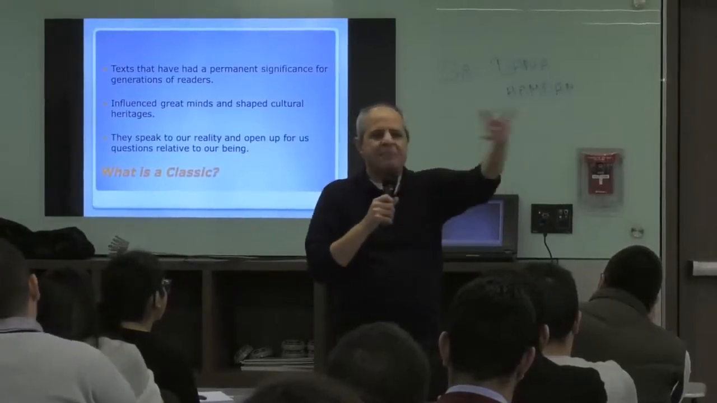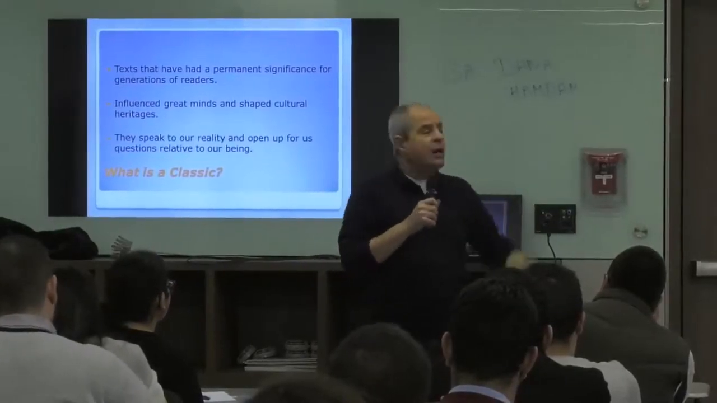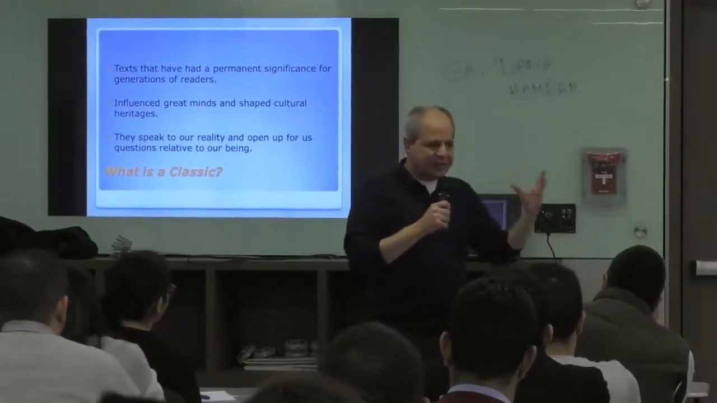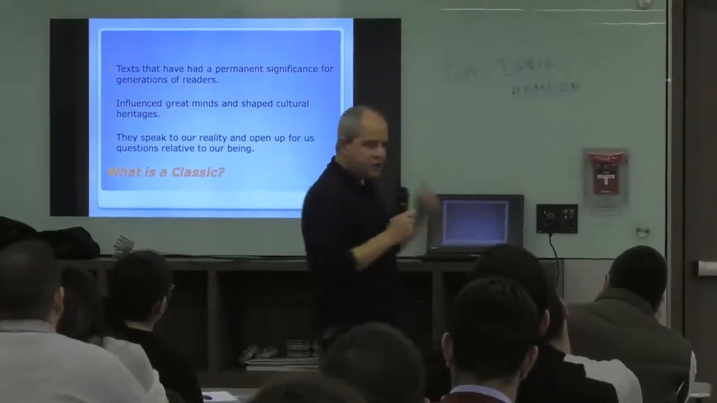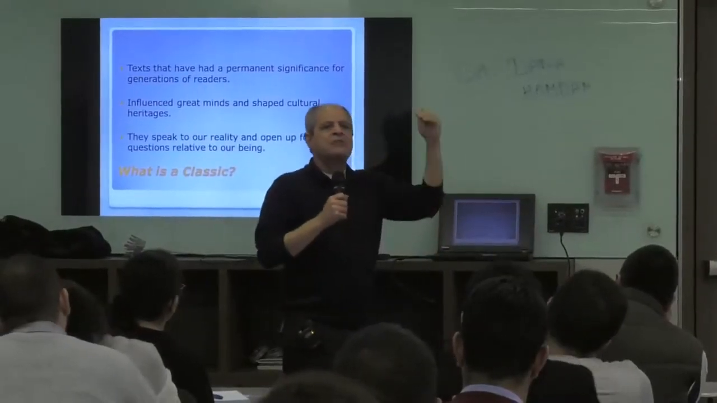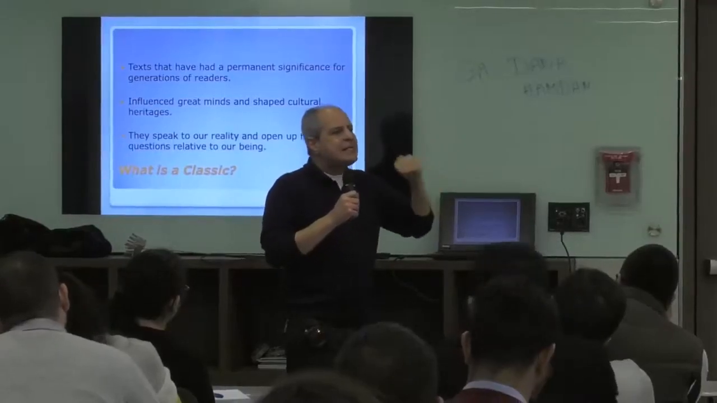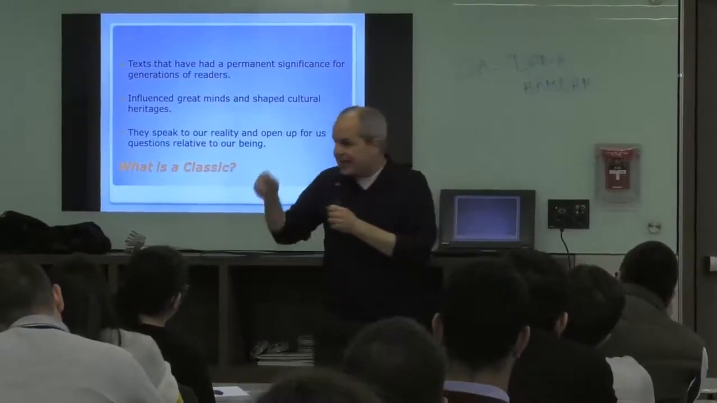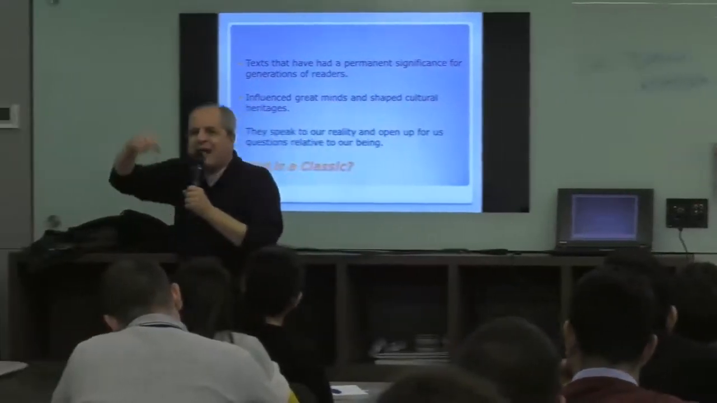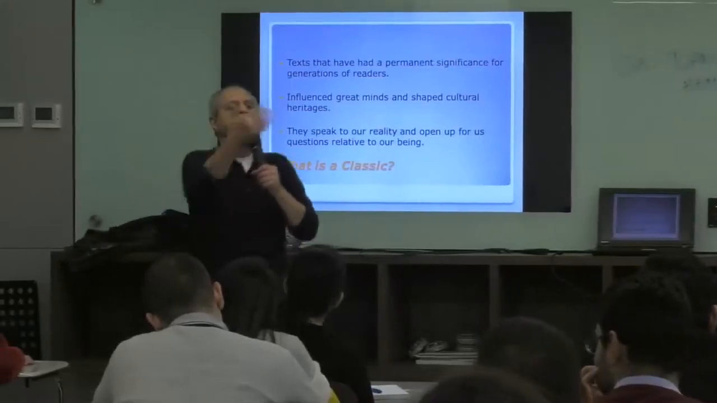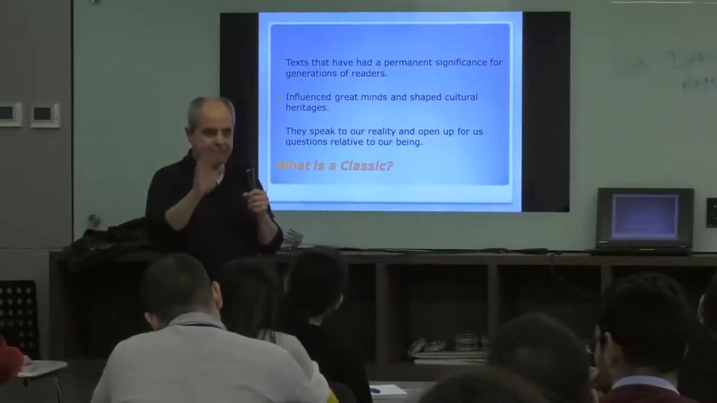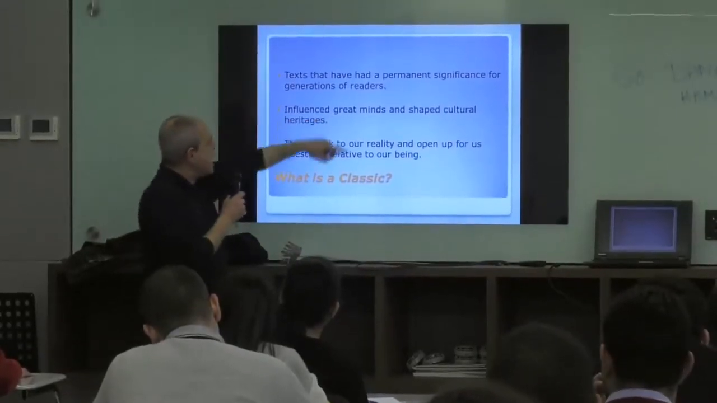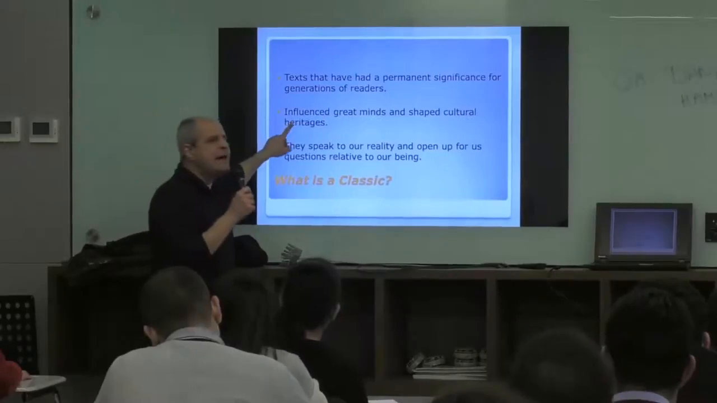You can play games in class to define what is a classic. Okay, or enter Google or some encyclopedias on Google, try to see what is a classic. But now my definition: what we read here are texts that endure over time. Texts that have passed generations of readers over civilizations. Meaning the text has had influence not only in one culture but had an influence on other cultures as well. Okay, in its own culture, other cultures. Influence great minds and shape cultural heritage.